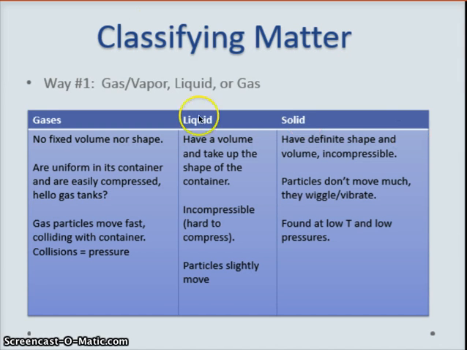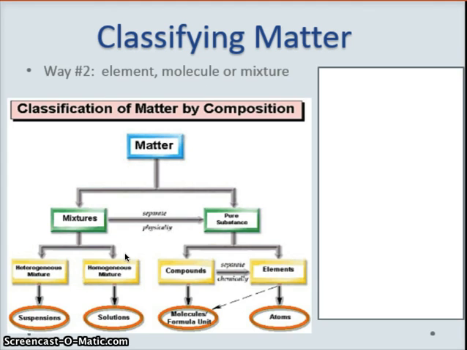You should read through this PowerPoint slide, know the difference between a gas, liquid, and solid, and make sure you understand what pressure means. The more collisions, the more the particles hit the container, the more pressure it generates.